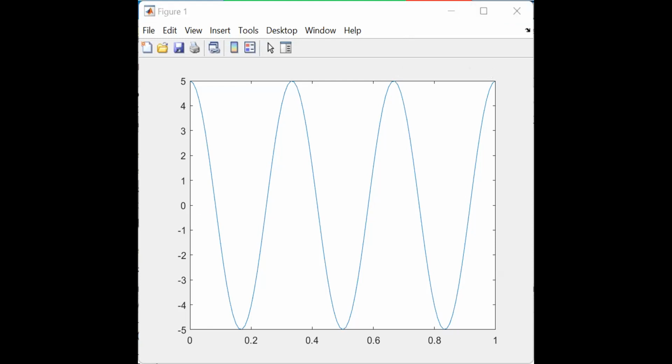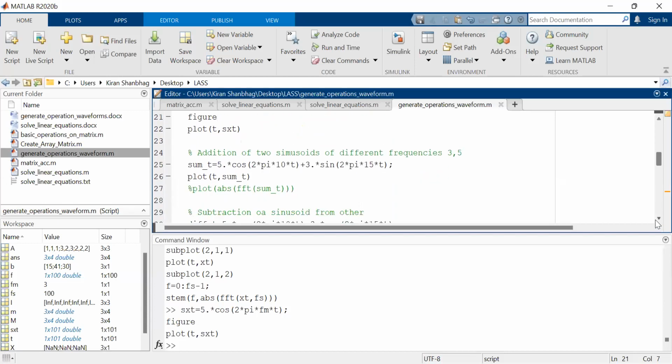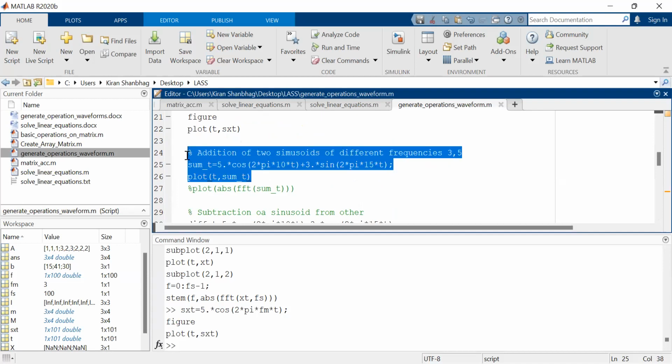Let us see amplitude scaling. What else can you do? You can add two sinusoids. You can see here in this particular program, I have taken two sinusoids, a cos wave and a sine wave. Cos wave amplitude 5 and a sine wave of amplitude 3. Cos wave of frequency 10 and a sine wave of frequency 15. Okay, now that's the possibility. You can add it, you can amplitude scale it.